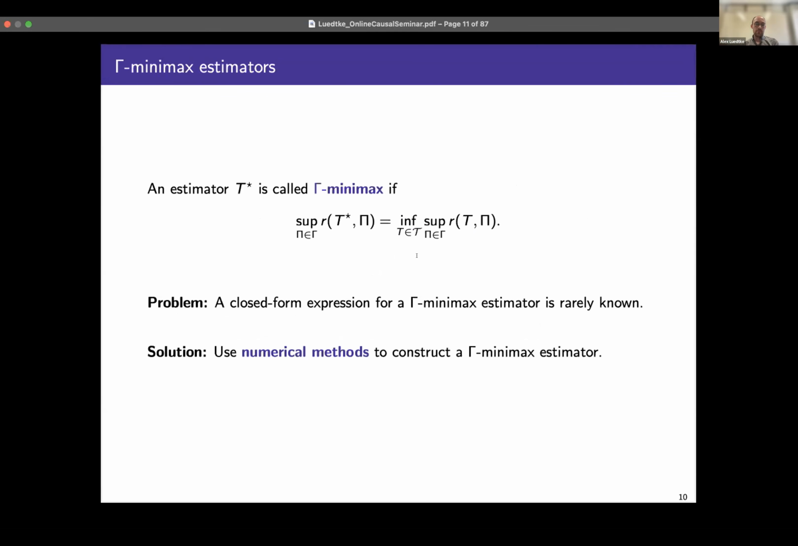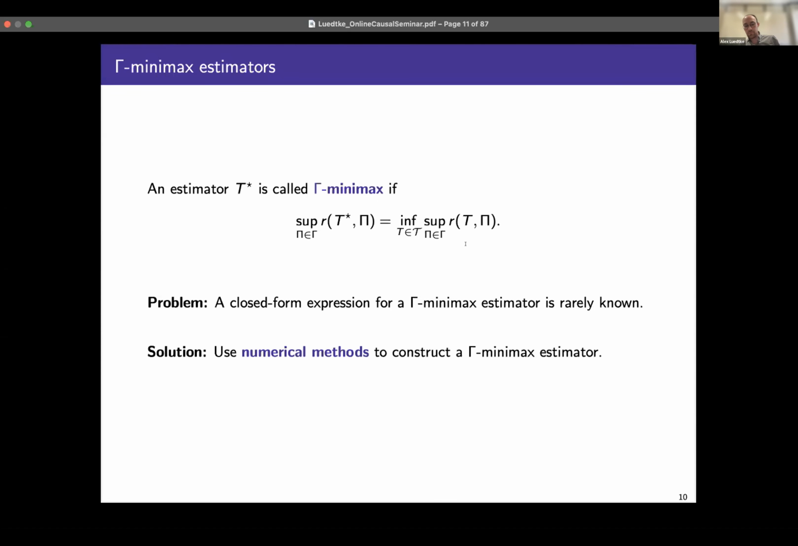Okay. And so just in terms of terminology, I'm going to call an estimator gamma minimax if its gamma maximal risk is equal to the optimal possible value. We want smaller gamma maximal risk. And so we're looking at an estimator T star whose gamma maximal risk is as small as possible.